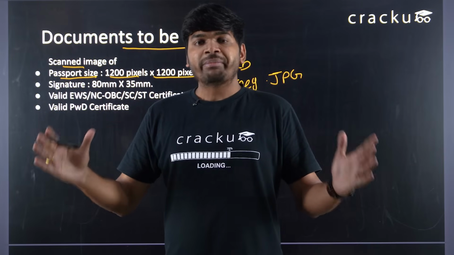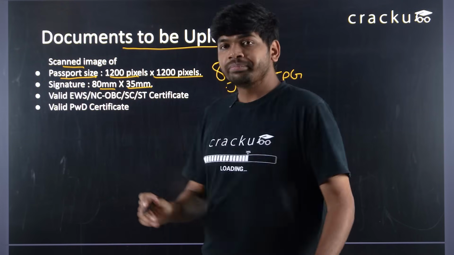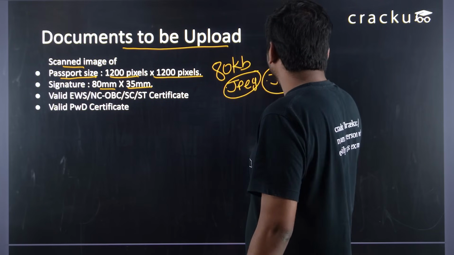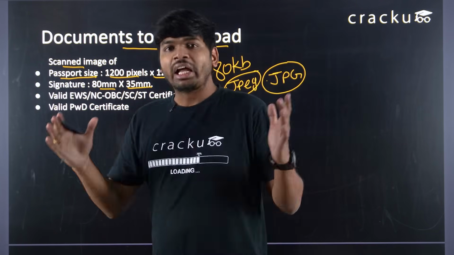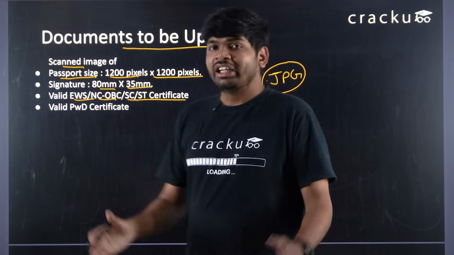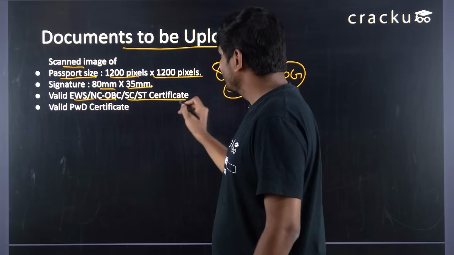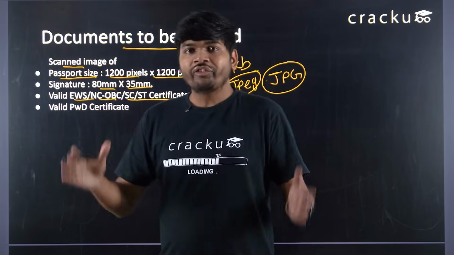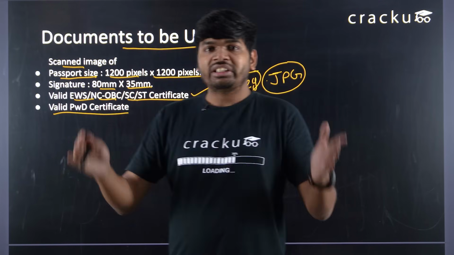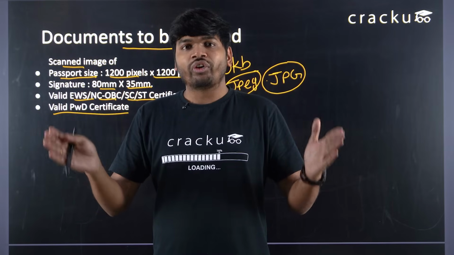For the signature, the dimension of your image should be 80 mm by 35 mm, right? And it should also be in .jpg format. You should have a valid EWS, NC OBC, SC/ST certificate. If you belong to these categories, you should have a valid certificate for the caste. And if you belong to the PWD category, you should have a valid PWD certificate. These are all the documents which are required before registration for the CAT application.